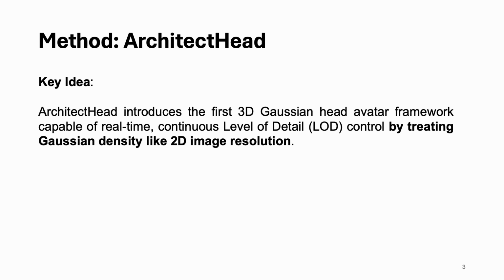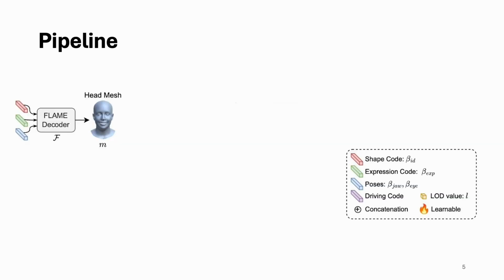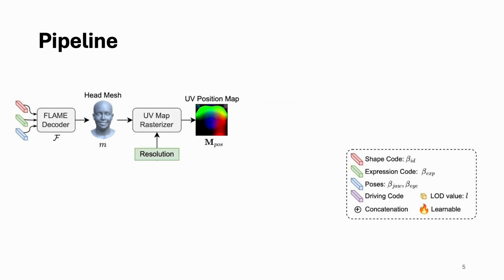Our key idea is to achieve continuous level of detail control by treating Gaussian density like 2D image resolution. This is our proposed pipeline. In the beginning, we use the FLAME head model to get the 3D head mesh from the estimated head coefficients, including shape code, expression code, and poses. Then, we rasterize the head mesh surface to a UV position map with a given UV map resolution. Each pixel on the map corresponds to a 3D Gaussian.